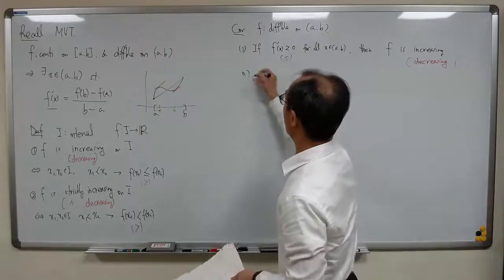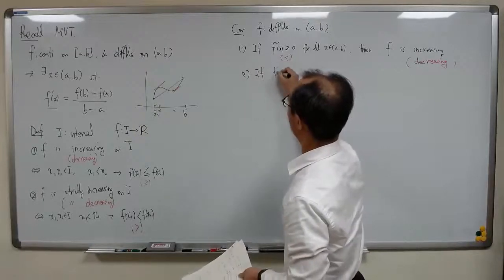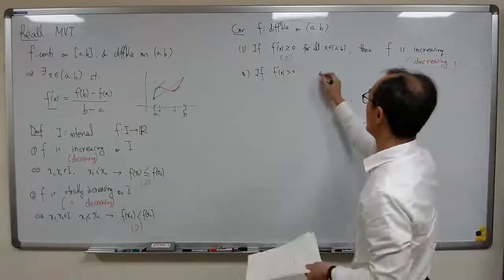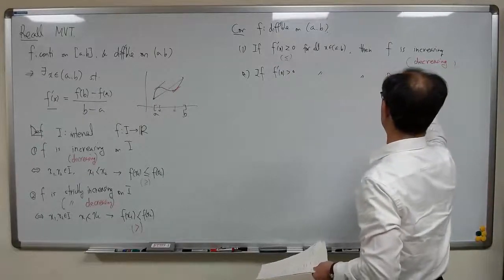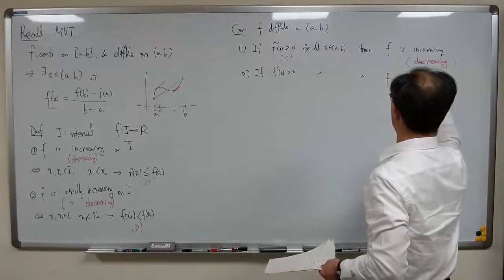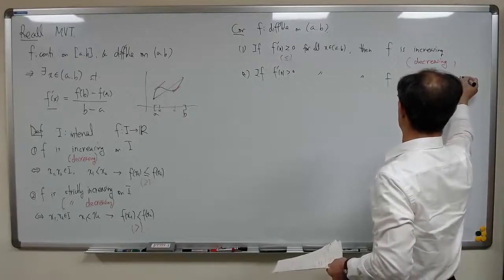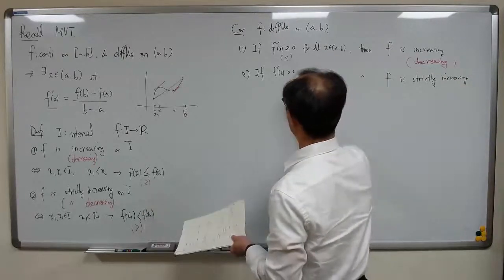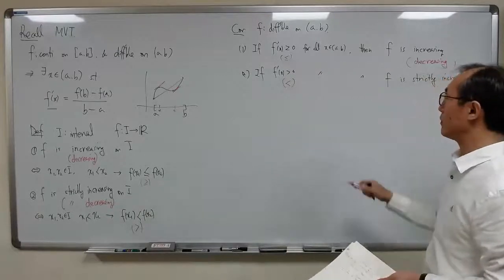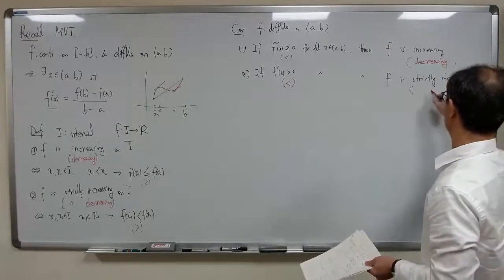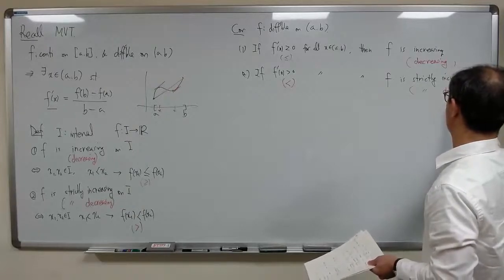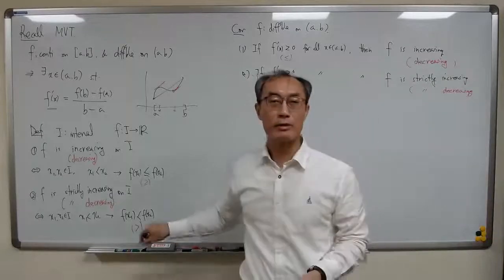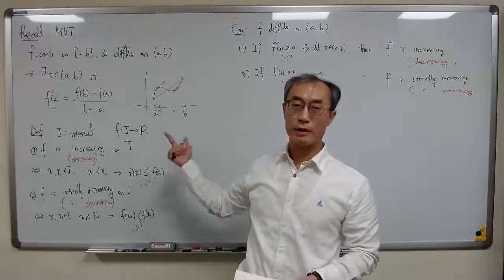And also, if we drop the equality in this condition, if the function has a strictly positive derivative for all x, then the function f is strictly increasing. Again, if we have a negative sign for the derivative for all x, then the function is strictly decreasing. So the sign of the derivative determines whether the function increases or decreases.